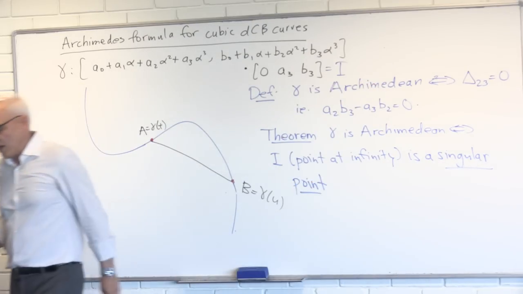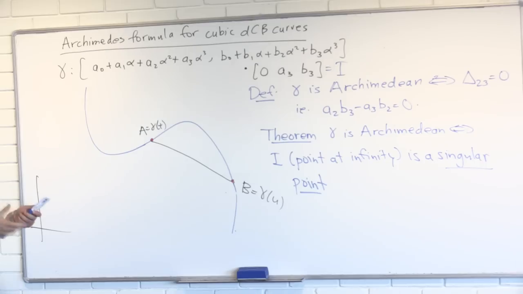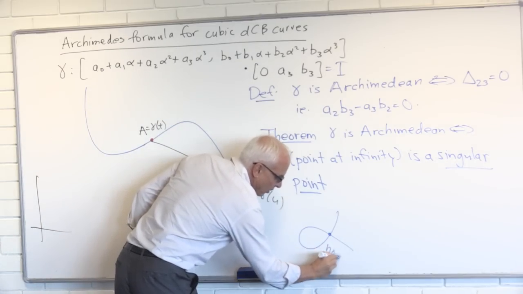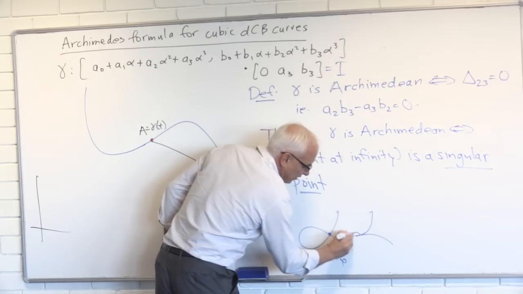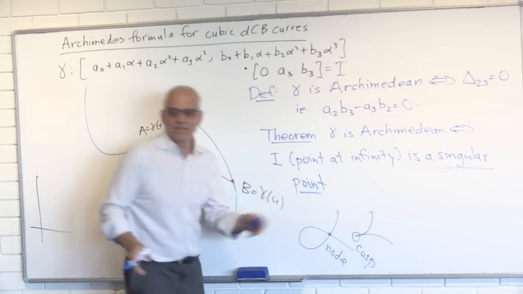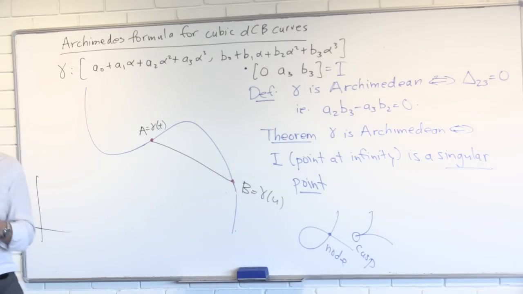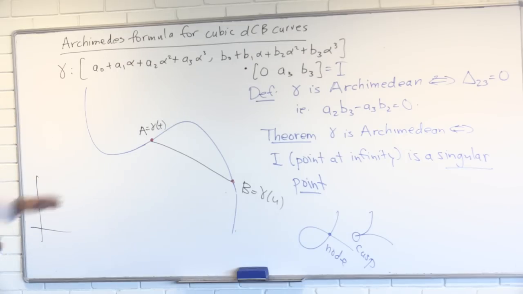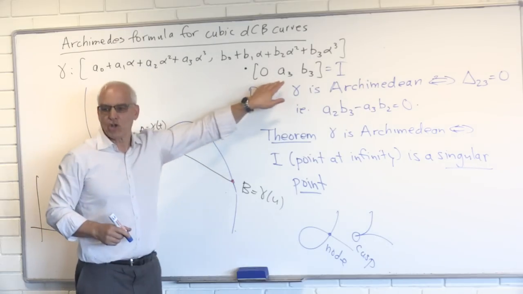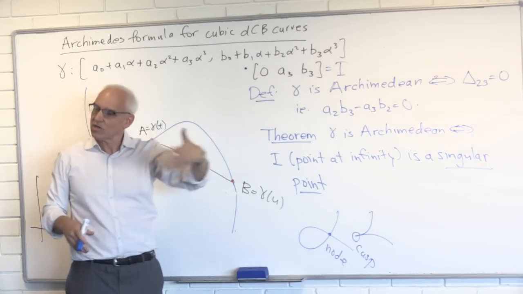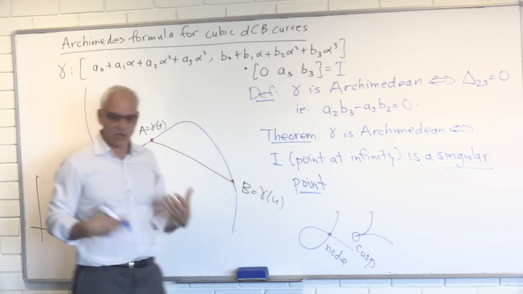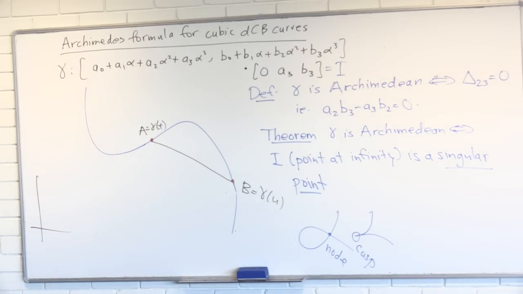So what does that mean? If you have a parameterized cubic curve, then it can have a singularity. This is a singularity called a node, and this is a singularity called a cusp. These are places where we don't have a well-defined line as a derivative. If you examine the nature of this point at infinity, but you have to change coordinates and get an affine view of it, you can see that it's exactly this quantity here that determines whether you have a tangent or not. If this thing is zero, you don't have a tangent, and that's a singular point.